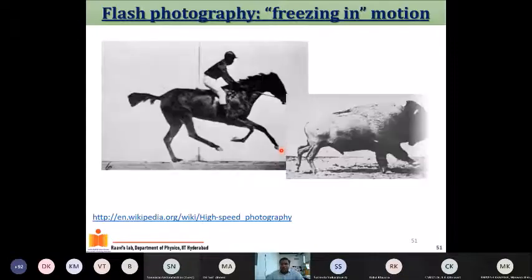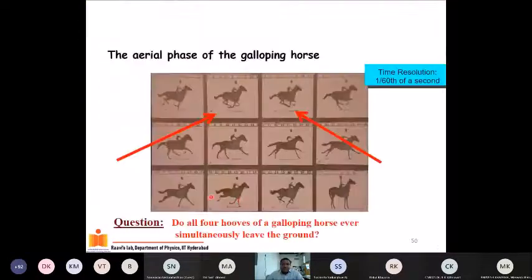Okay, so this is strobe photography, which says that there are some moments in the galloping horse stages where all 4 hooves leave the ground. But then they are never pointing outward. Every time the hooves are pointing outwards, one of the hooves is always touching the ground, but in the aerial phase, when all 4 hooves are up in the air, they are facing each other.